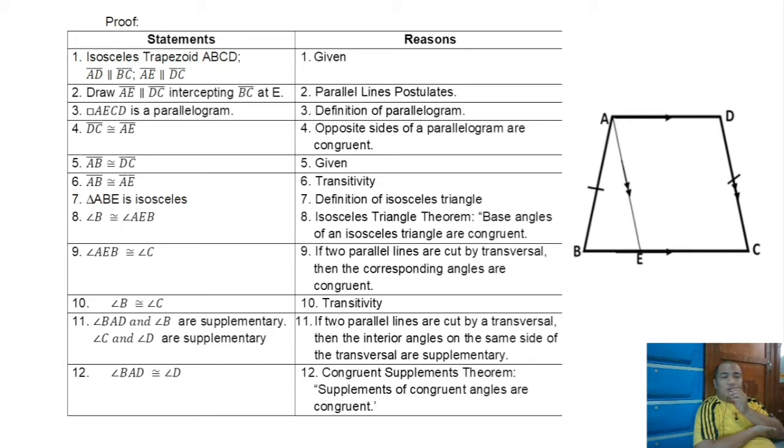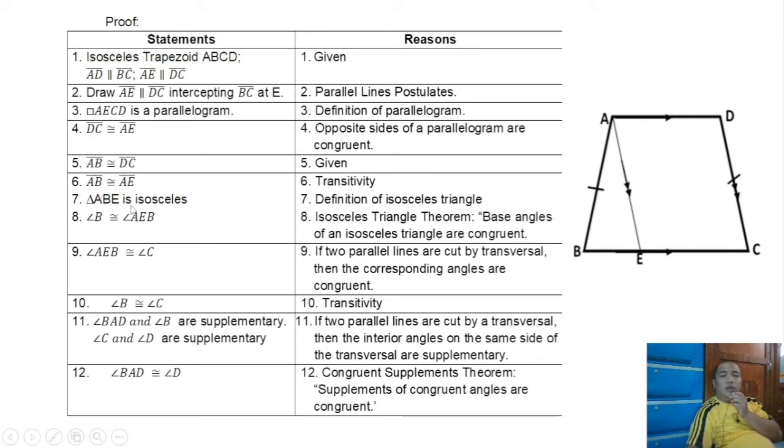For number 1, isosceles trapezoid ABCD, AD is parallel to BC, AB is congruent to DC, given. Let's draw AE parallel to DC, intersecting BC at E. Parallel lines postulate. AECD is a parallelogram, definition of parallelogram. DC is congruent to AE, opposite sides of a parallelogram are congruent. AB is congruent to DC, given. AB is congruent to AE, transitivity.